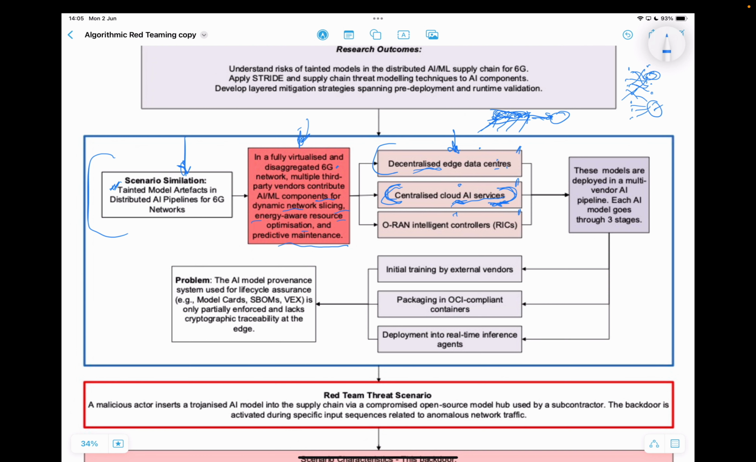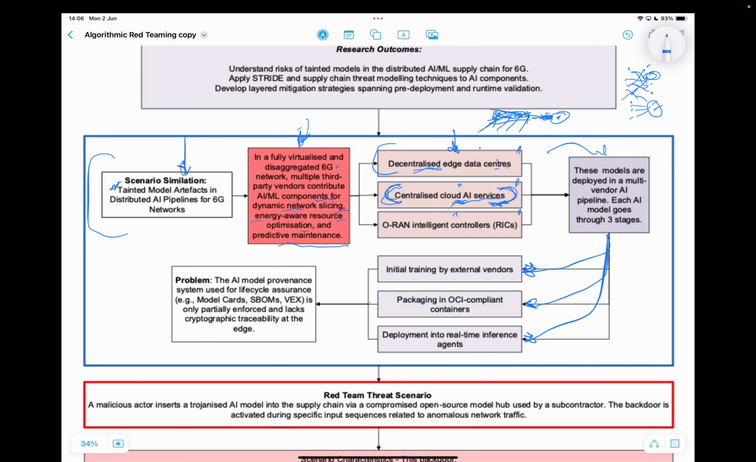That means that only that specific data is fed into this centralized cloud server. Now, moving on from that, these models are deployed, let's say, in a multi-vendor AI pipeline, and each AI model goes through 3 stages. So here are the 3 stages. The first one, you have initial training by external vendors. Second, you have packaging in OCI compliant containers, and third, you need to deploy them in real-time inference agents.